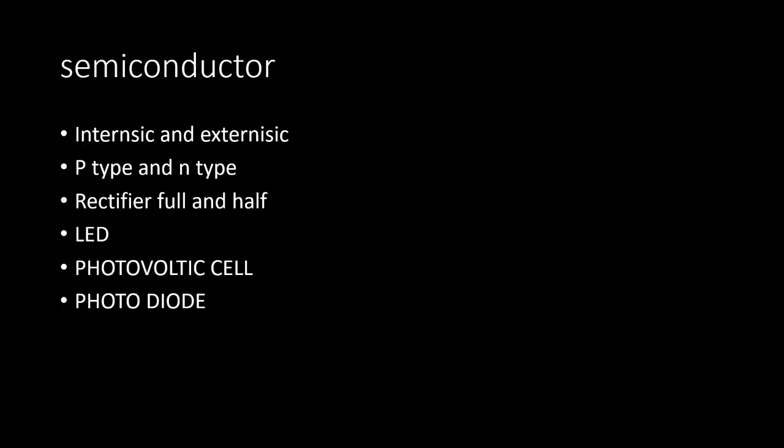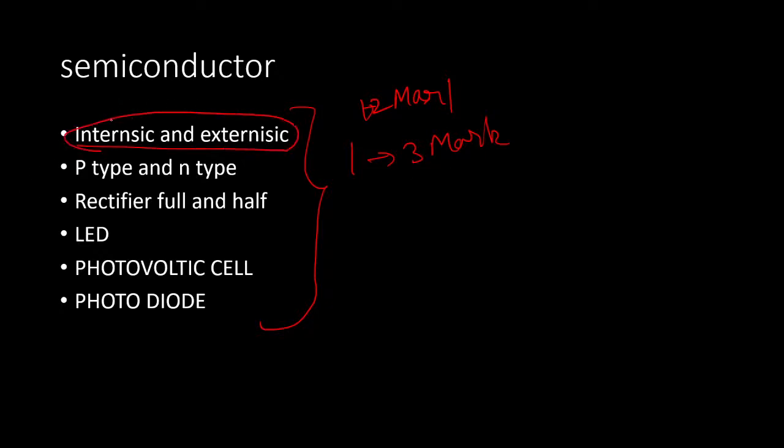Semiconductor. From here you can definitely get 1-3 marks. Now we'll see what questions we can get. Intrinsic and extrinsic: intrinsic is a pure semiconductor, germanium and silicon. Extrinsic is doping with pentavalent or trivalent, n-type and p-type. In p-type material, the majority charge carrier is holes and the minority is electrons. In n-type, majority is electrons and minority is holes.